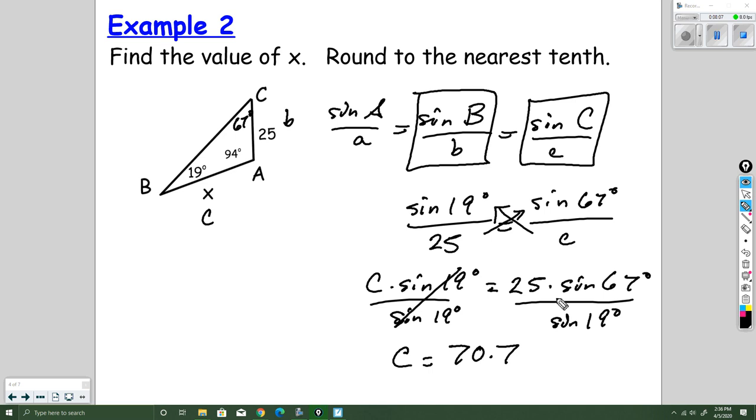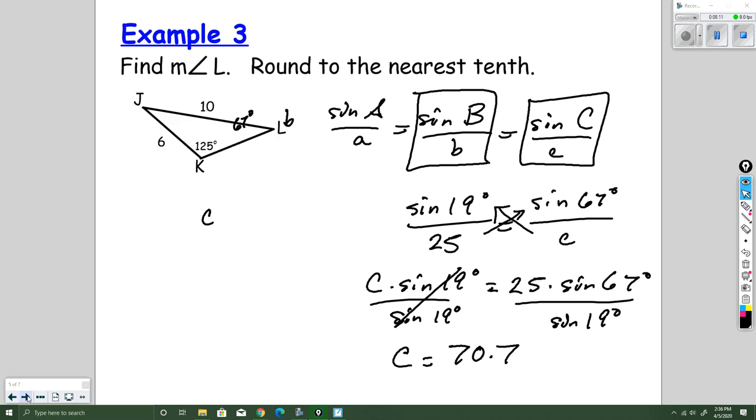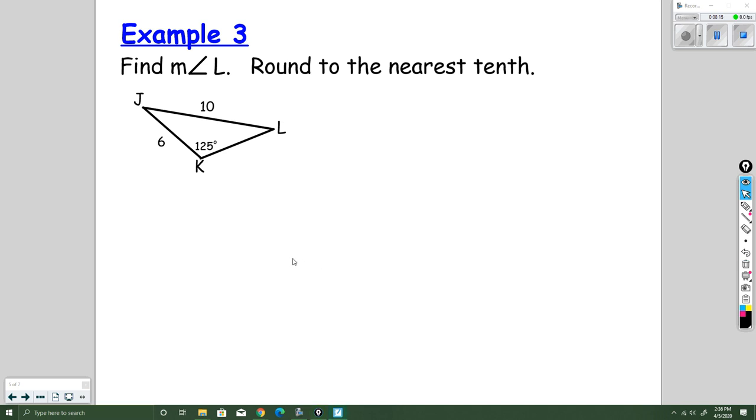All right, awesome sauce. Moving on. I'm going to clear the board. Now in this case, we're going to find an angle. This is the first time that we're going to find an angle using this law of sines.